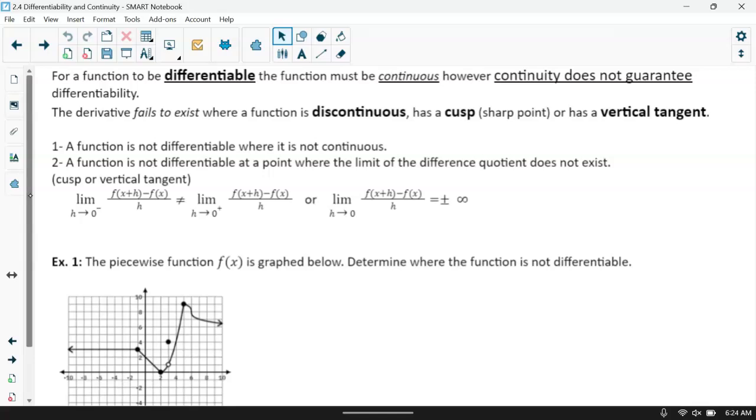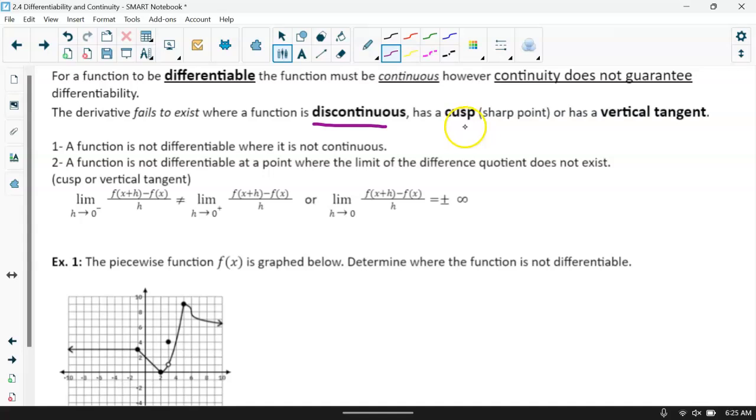The areas where a function is not differentiable, where the derivative doesn't exist, are, of course, where it's discontinuous, right? So you have your removable, a jump, and an infinite discontinuity. But there are also areas where it's continuous and yet not differentiable, where there is no derivative.